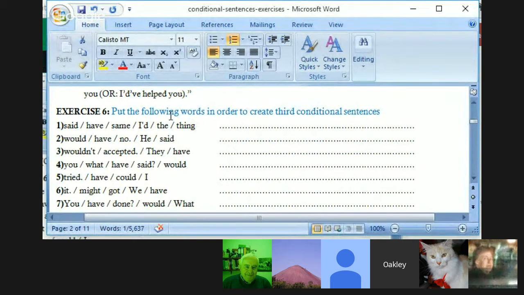All right, Dawn, back to you. Now it's a little more difficult. Put the following words in order to create third conditional sentences.